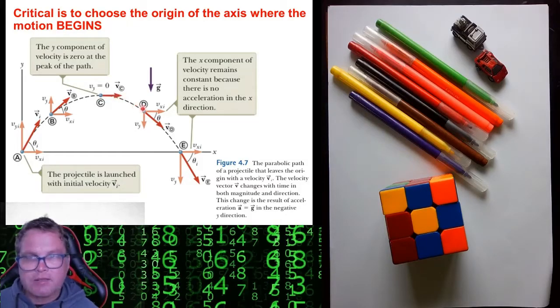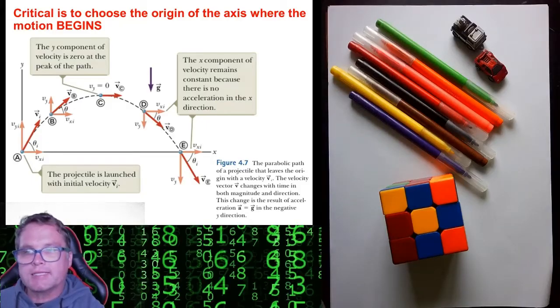Then as the particle starts moving downwards, gravity is again pulling it downwards. So we have an increase in the y component vector. Again, it's pointing downwards now because the object is moving downwards, and this x component remains the same. Again, when we add the two, we get this resultant tangent to the path. And at these points, let's see what they've written. They've said the x component of the velocity remains constant because there's no acceleration in the x direction.